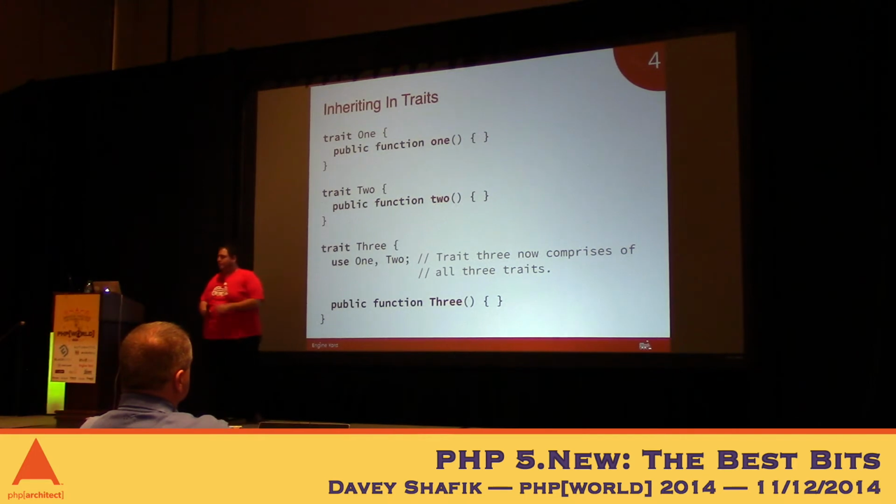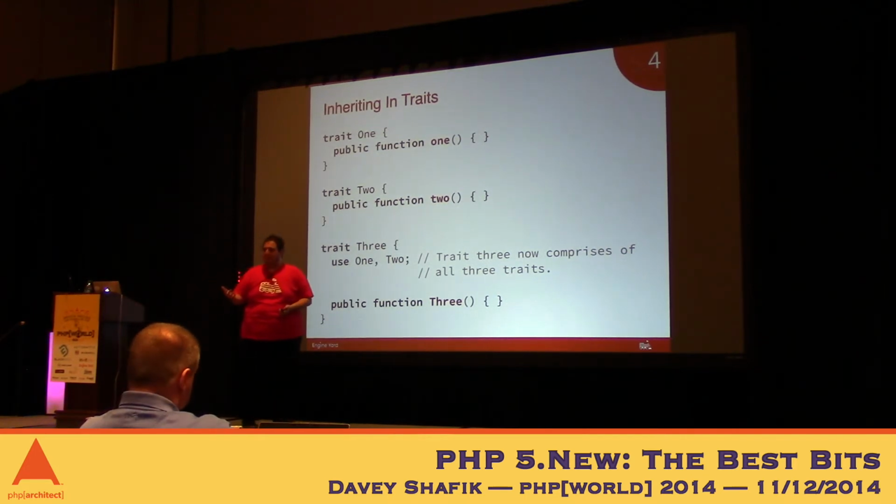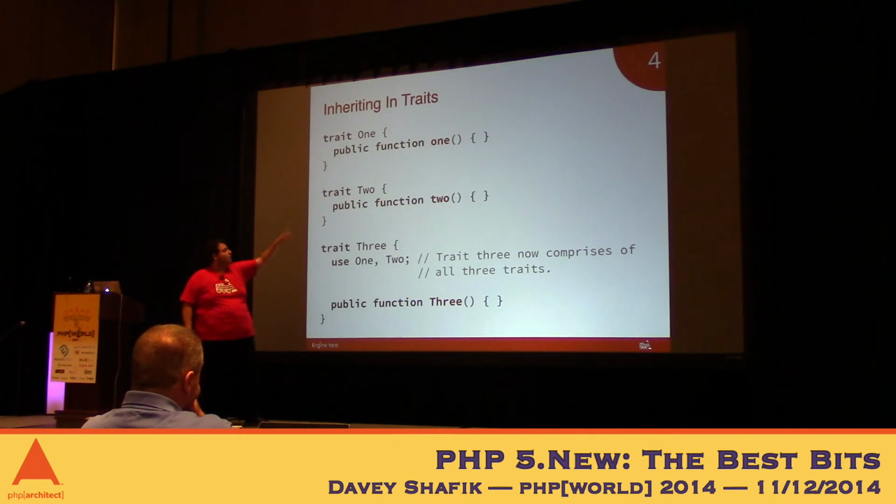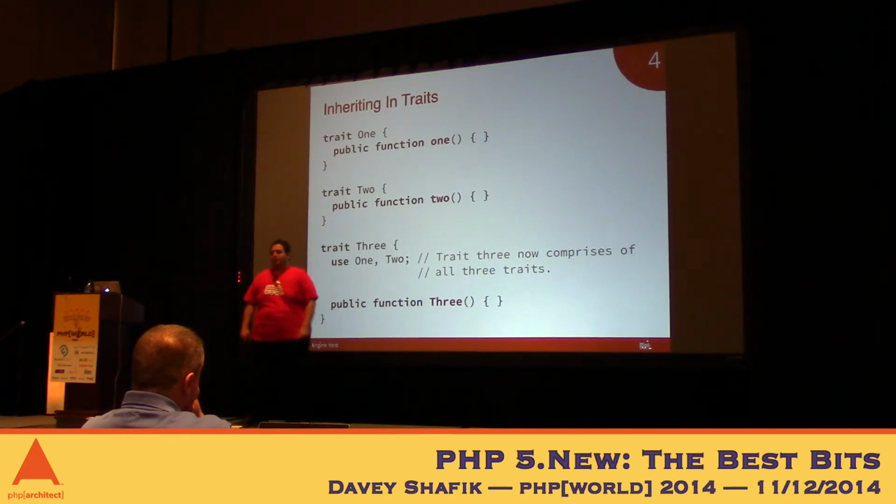Inheritance in traits is kind of interesting. It's not like classes. You don't extend. So to inherit a trait, you just use it within another trait. So trait 1, public function 1, trait 2, public function 2, trait 3 just uses both of those, and now trait 3 comprises both function 1, function 2, and the one that's defined within it, function 3.